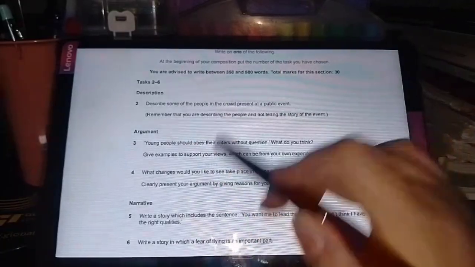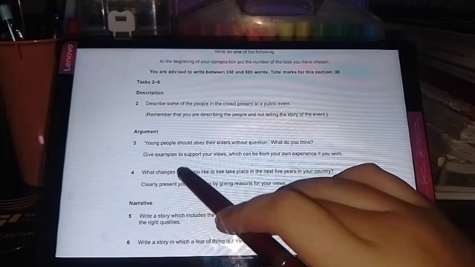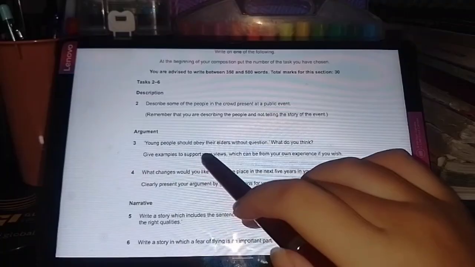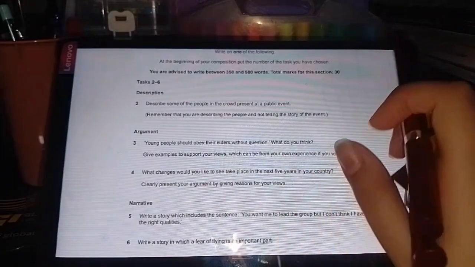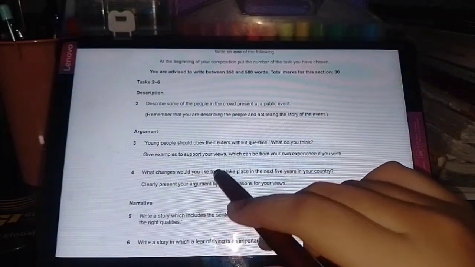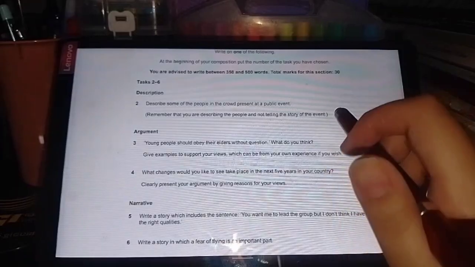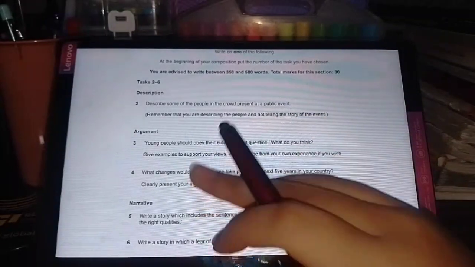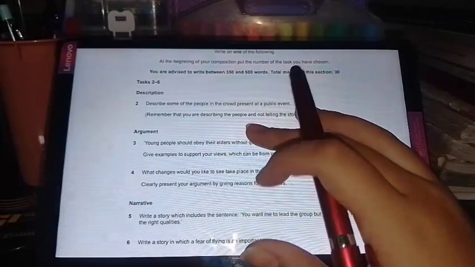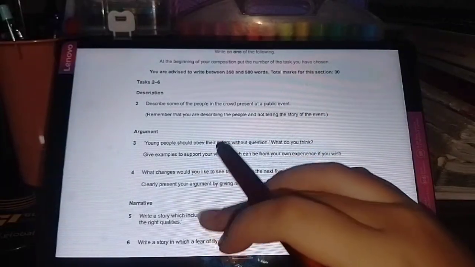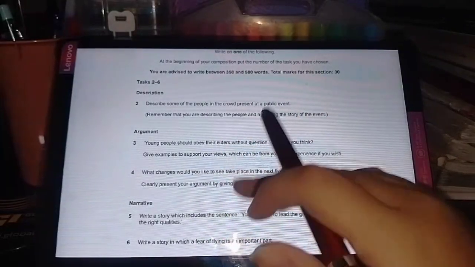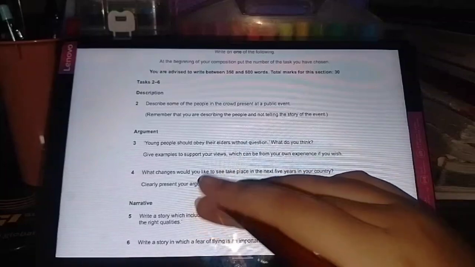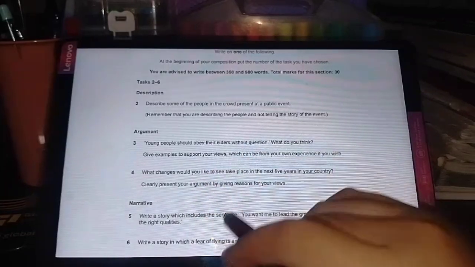Now an argument, this is the next topic. Young people should obey their elders without question. What do you think? Give examples to support your views, which can be from your own experience if you wish. Why should young people, we teenagers, obey the elders without any question? Do you agree? Support your answer with examples.